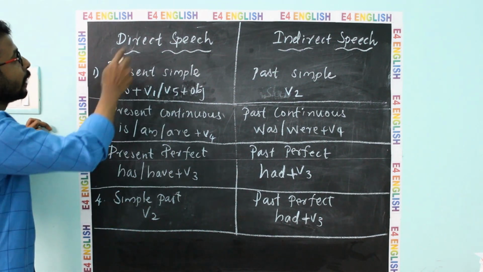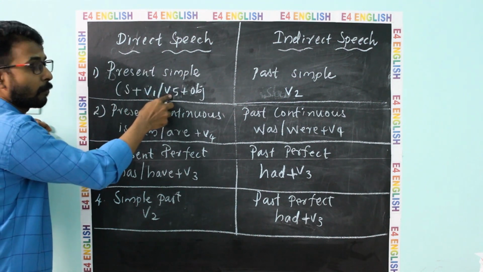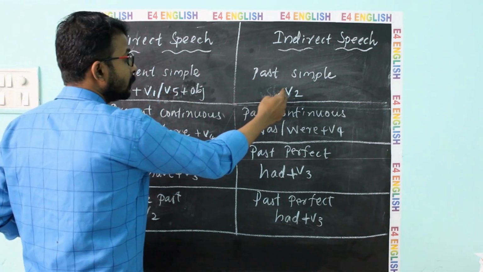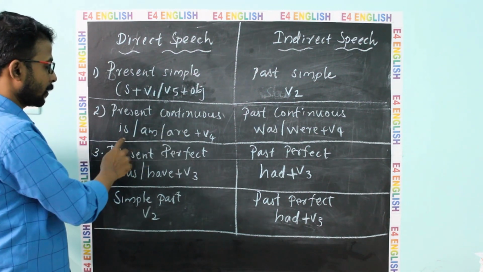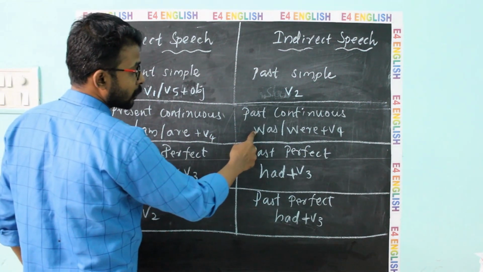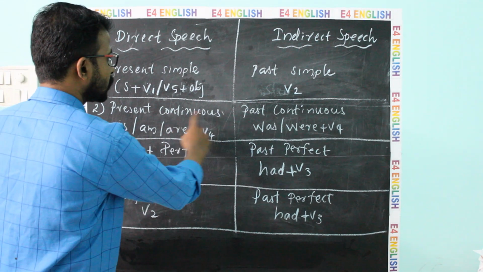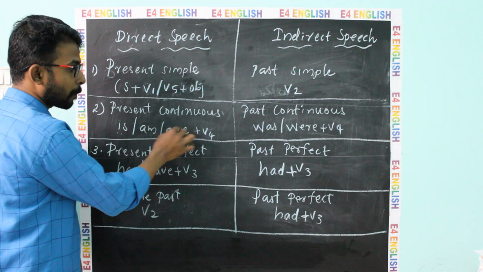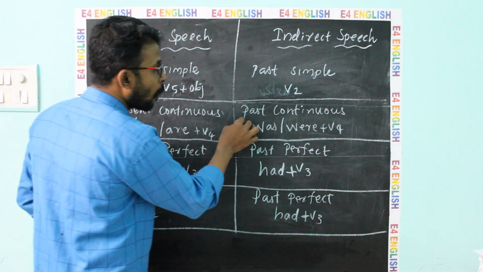First, in a direct speech sentence, present simple, which can be identified as V1 or V5 in the verb part, will be changed into simple past, right? Then present continuous, the form is am, is or are plus V4, will be changed into past continuous, was or were plus V4. So next is present continuous. That means if the sentence contains is or are plus V4 in the verb area, that is present continuous, and it will change into past continuous.